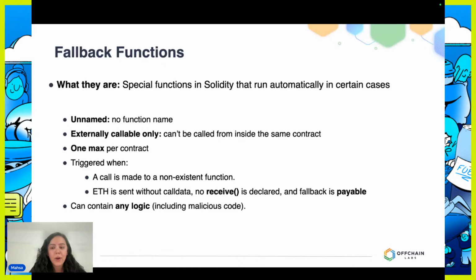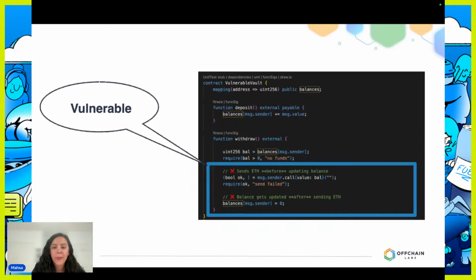And this fallback function, when it is payable and it receives ETH without any call data, of course, it gets triggered, and it can contain any logic. This is the scary part. It can have any logic, and that is where the attacker can insert the malicious code.